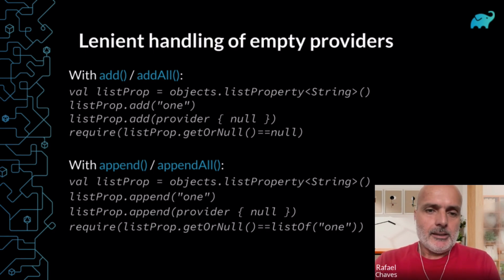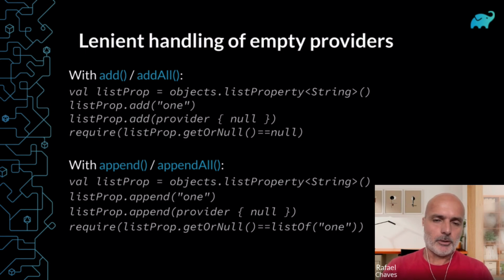Regarding linear handling of empty providers with add and add all, if you attempt to add an empty provider to a collection property, the entire collection property becomes empty as well. Not empty in contents, but it becomes an empty provider as well. And that surprises people in many cases. So append and append all are more lenient in the sense that if you attempt to append an empty provider, it's basically a no-op and the existing contents are preserved.